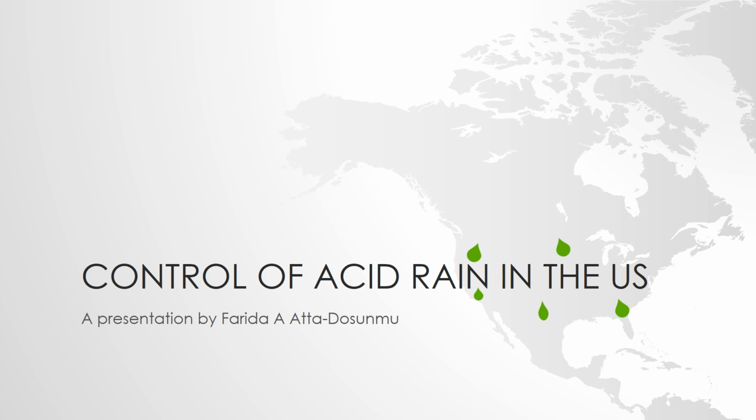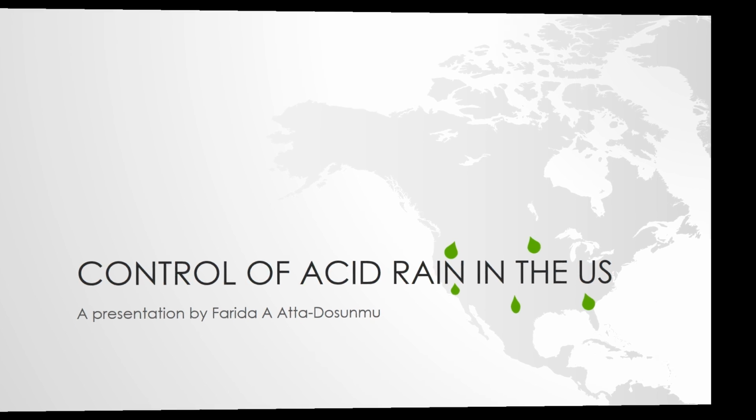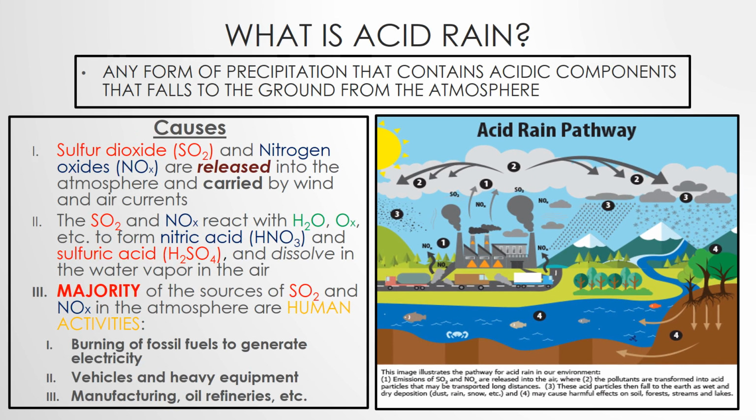Okay, so my presentation is on the control of acid rain in the United States. What is acid rain? Acid rain is any form of precipitation that contains acidic components that then falls to the ground from the atmosphere. So, causes of acid rain.